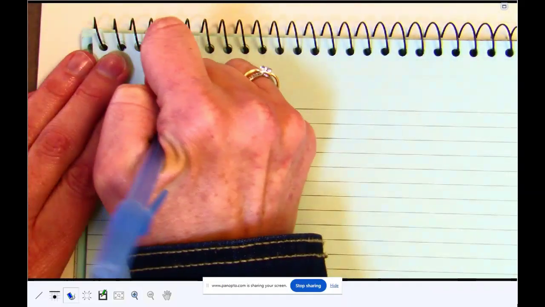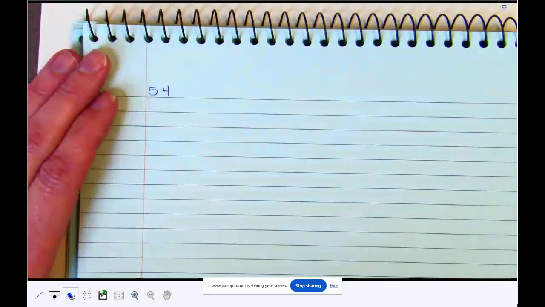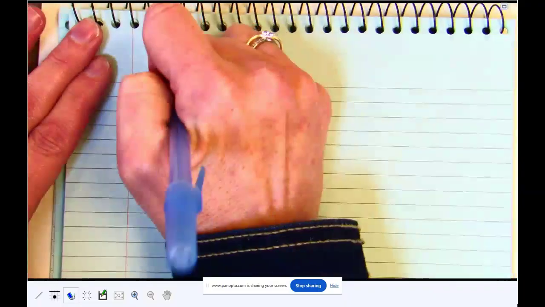So lesson 5.4. We are talking about verifying differential equations. This is our last lesson.